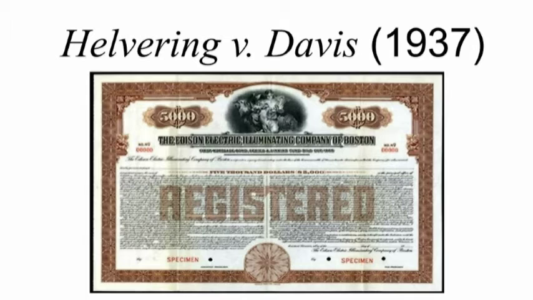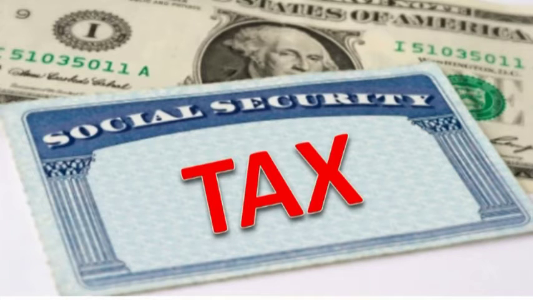Here's the background. On November 12, 1936, George Davis, a stockholder of Edison Electric Illuminating Company of Boston, sued. He alleged that the Social Security tax was unconstitutional, and asked that the company be kept from paying it. The U.S. District Court for the District of Massachusetts upheld the tax, but the Circuit Court of Appeals reversed it. IRS Commissioner Guy Helvering asked that the case go to the Supreme Court.